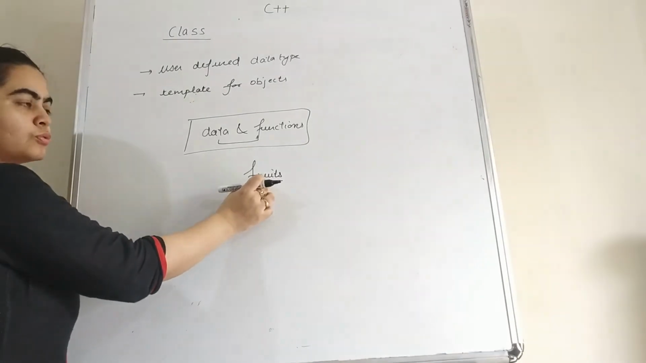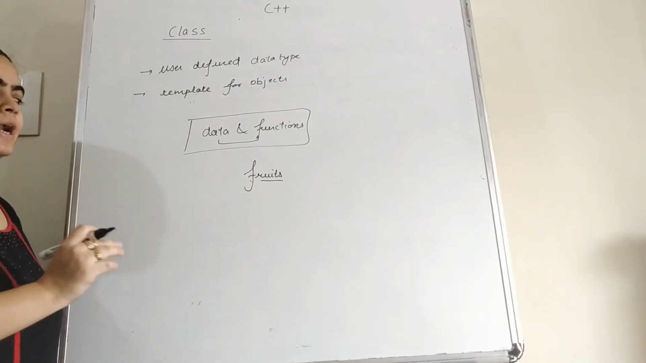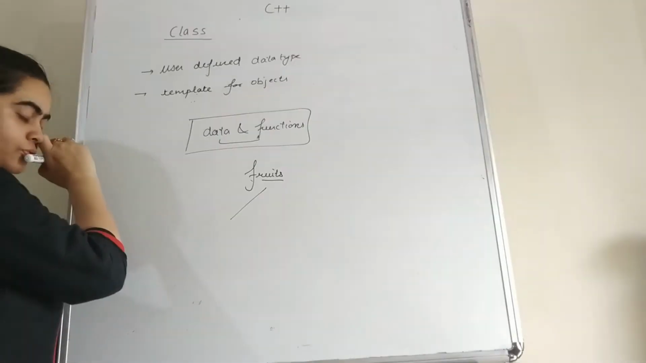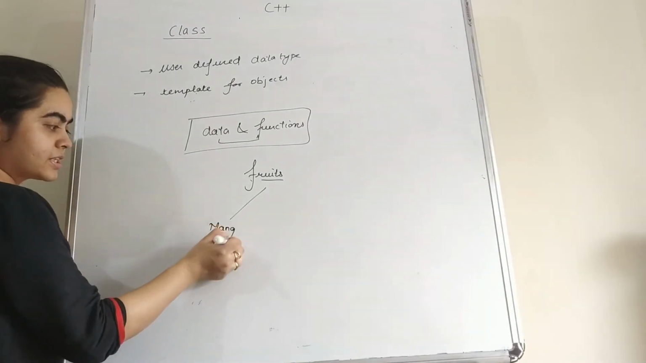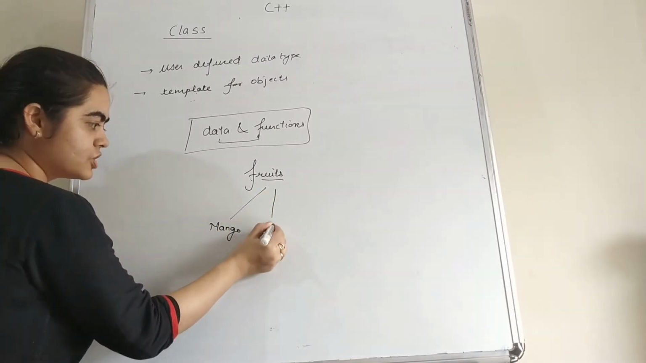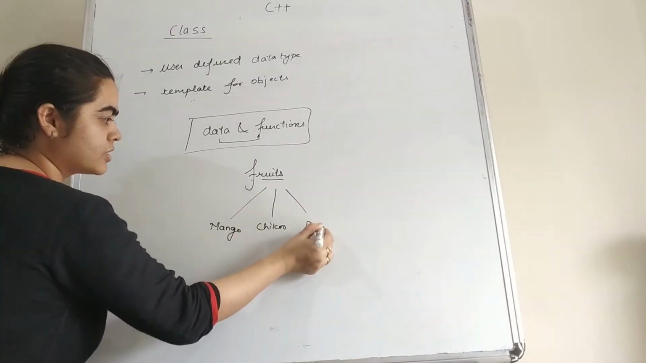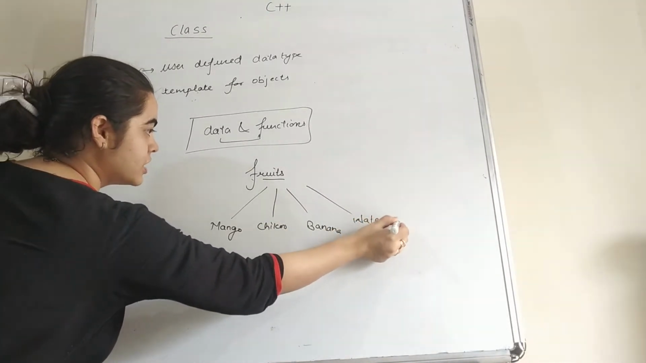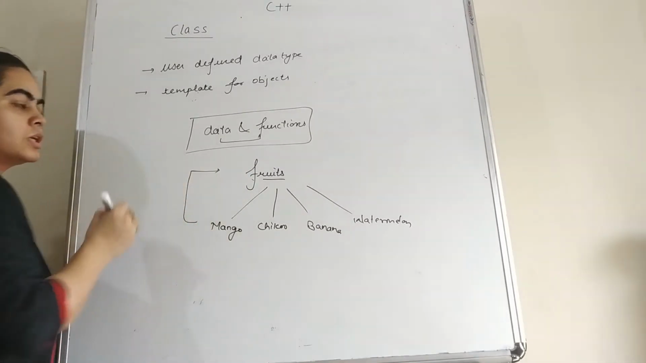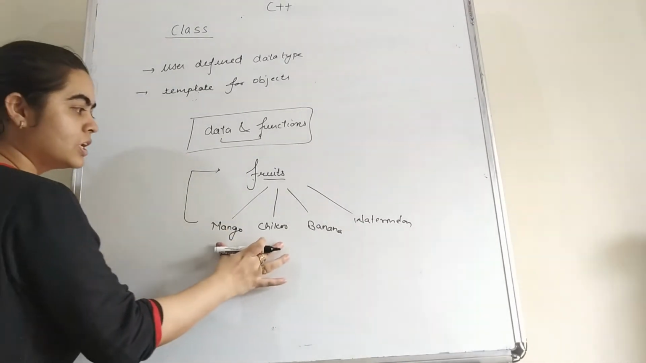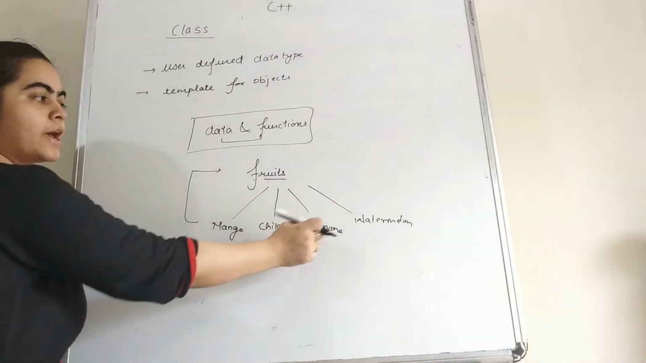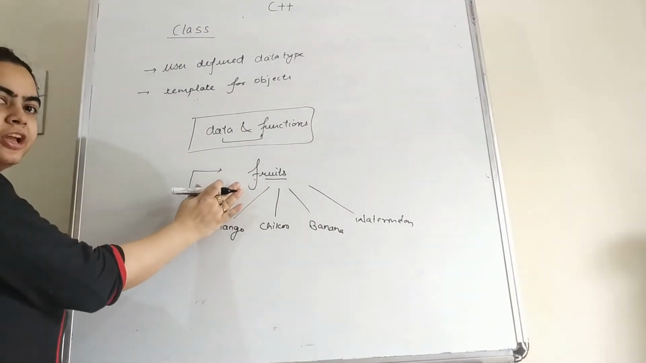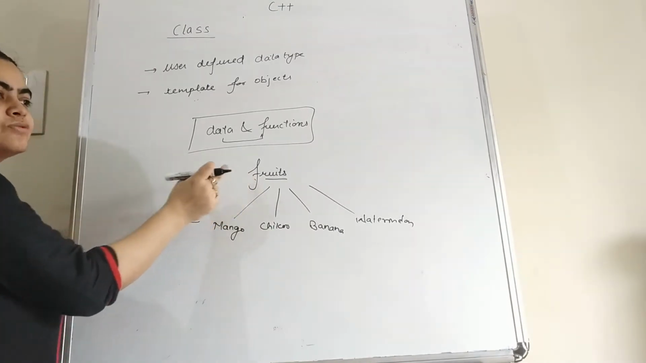So for this fruits class we have a number of objects that have common properties. The first fruit, for example, that comes under this class is mango. Second one is chiku, third is banana, and fourth is watermelon. So these are the four objects that come under this class. The name of the class is fruits, while the names of the objects are mango, chiku, banana, and watermelon.